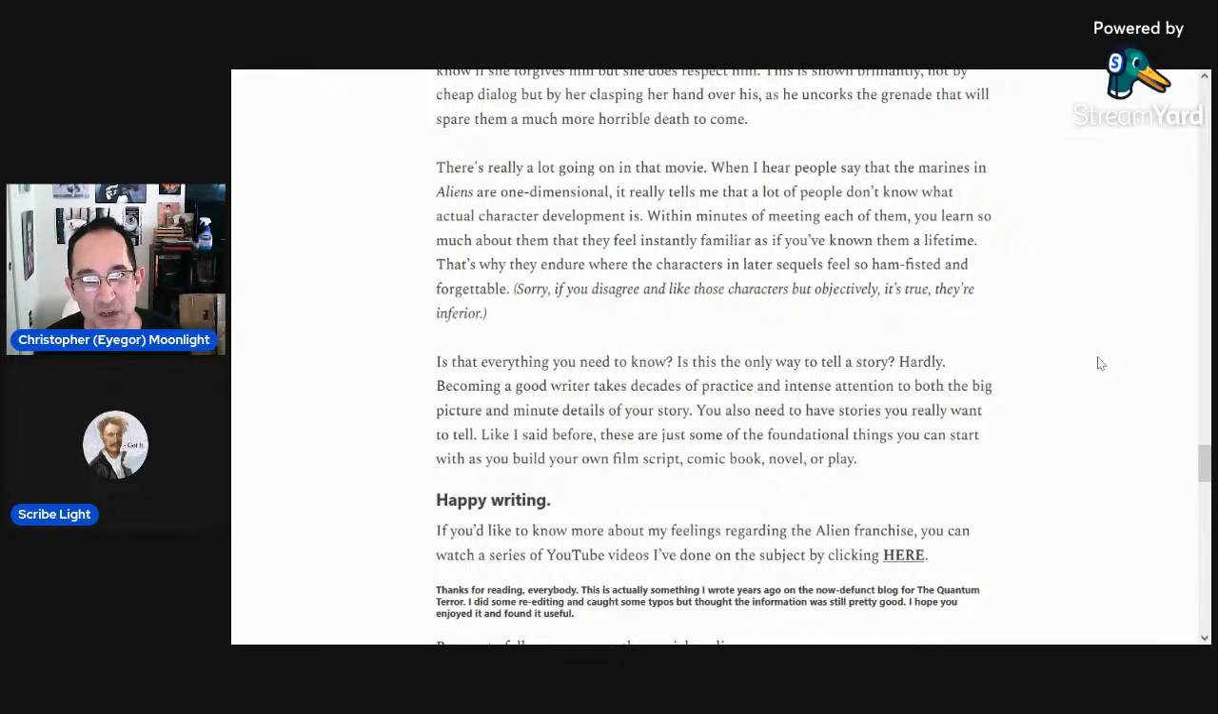So there's really a lot going on in this movie. When I hear people say that the Marines and aliens are one-dimensional, it really tells me that a lot of people don't know what actual character development is. Within minutes of meeting each of them, we learn so much about them that they feel instantly familiar, as if we've known them a lifetime. That's why they endure, where the characters in later sequels feel so ham-fisted and forgettable. Sorry if you disagree and like those characters, but objectively, it's true, they're inferior.